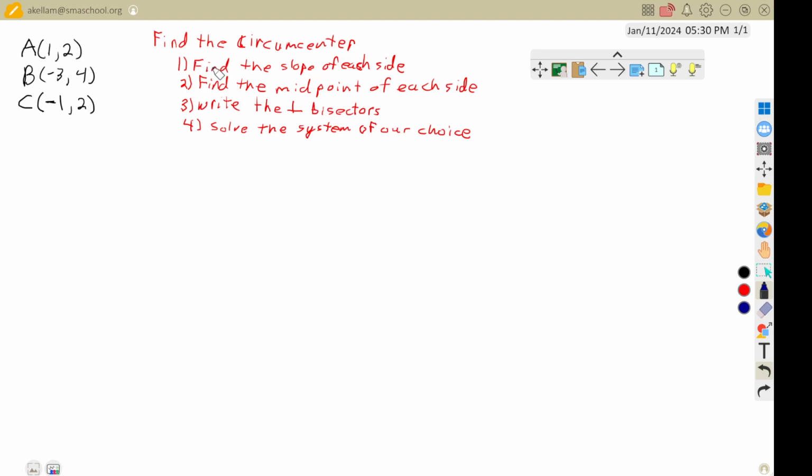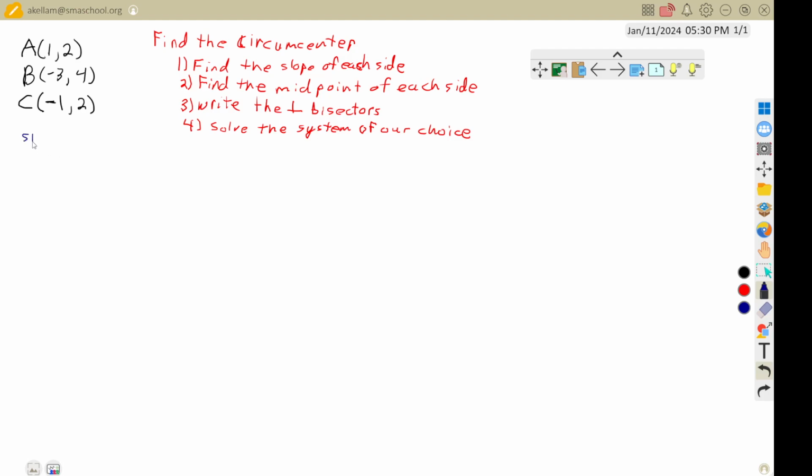Before we get too far into this, let's talk about our process. If I want to find the circumcenter and I'm given a set of points, the first thing I need is the slope of each side. The second thing I need is the midpoint of each side. I need both of those in order to write the equation of the perpendicular bisectors. And once I have my perpendicular bisectors, I then need to solve a system of equations, and I can choose which system I want to solve. So let's go through this process together.